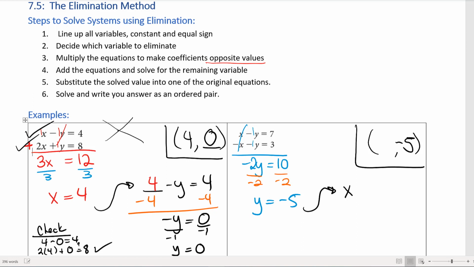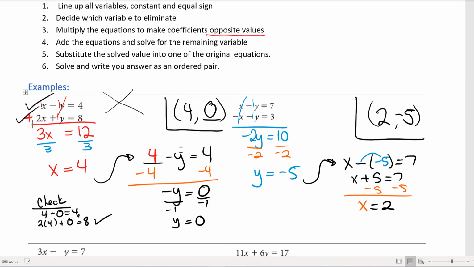If I do the first one, x minus y equals 7, but what's my y? Negative 5. I put that in parentheses because I have to distribute my negative. Negative times negative is a positive, so this is x plus 5 equals 7. Then to solve for x, I simply subtract 5 from both sides, and that gets me x is equal to 2. So the other part of my ordered pair is 2.